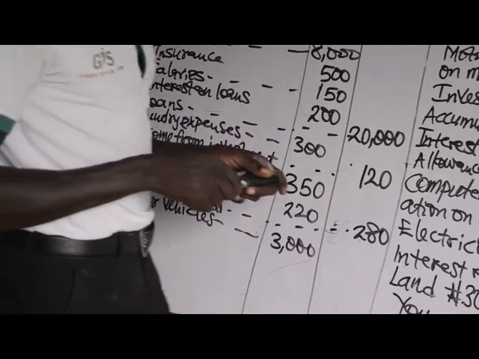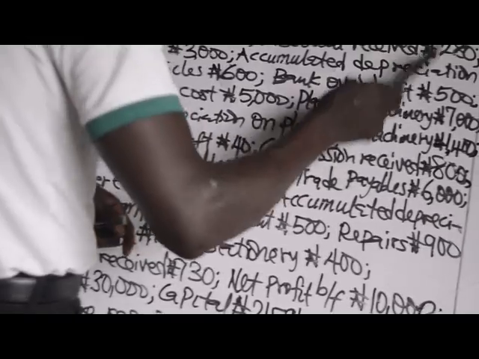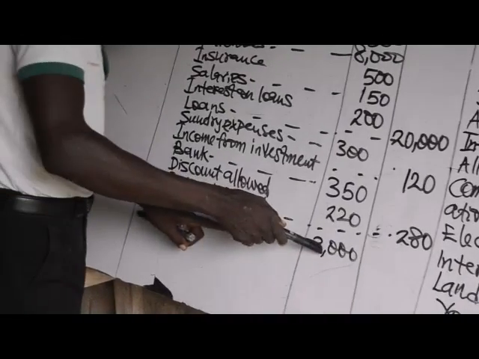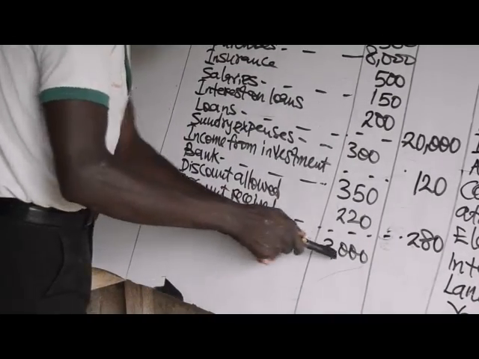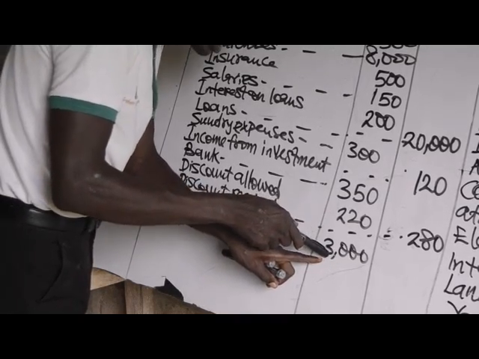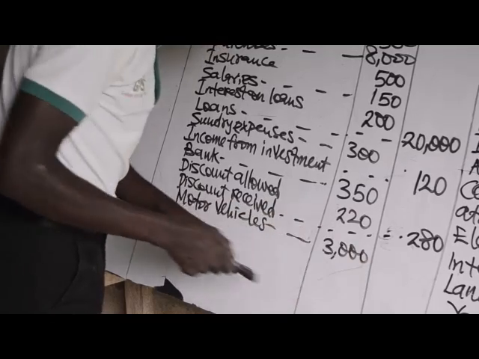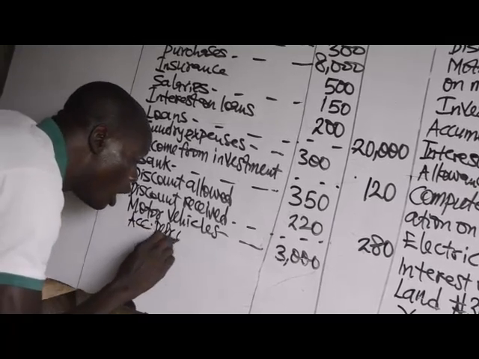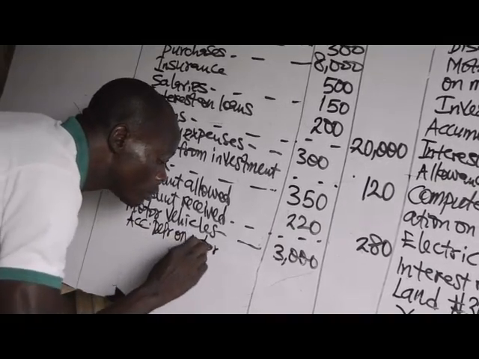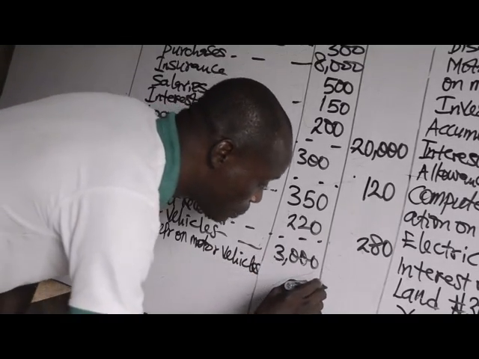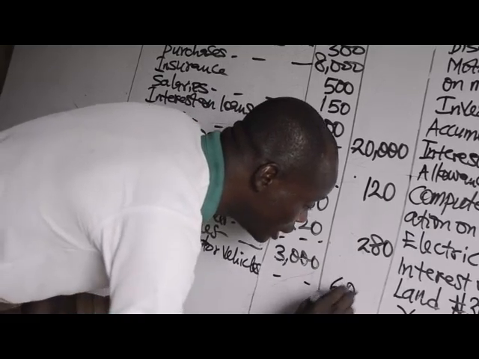After motor vehicles, we have accumulated depreciation of motor vehicles of 600. Now, a depreciation is an allowance against these motor vehicles. Since motor vehicle itself is taking a debit entry, any provision made against an item that takes a debit entry, that provision will be credited. So we have accumulated depreciation of motor vehicles. Provision made against a debit item should be credited. That provision is 600. So you credit it.